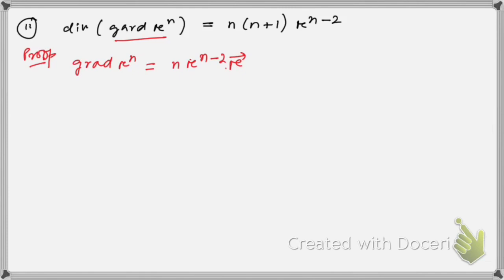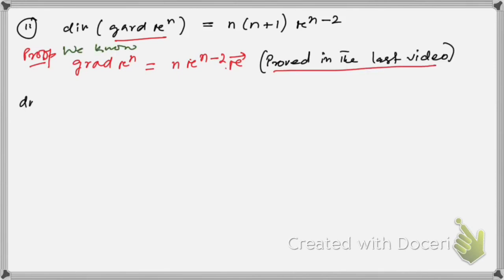So how have we got this? We have already proved this in the last lecture. The link is given in the description box, along with the links of all the previous lectures. You may watch. In lecture 8, we have already proved that grad r to the power n is n into r to the power n minus 1 into r vector. That's already proved, so we will consider it known to us, right? We have considered that this result is known to us.